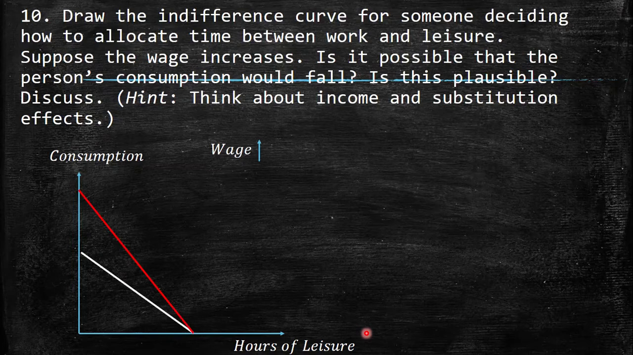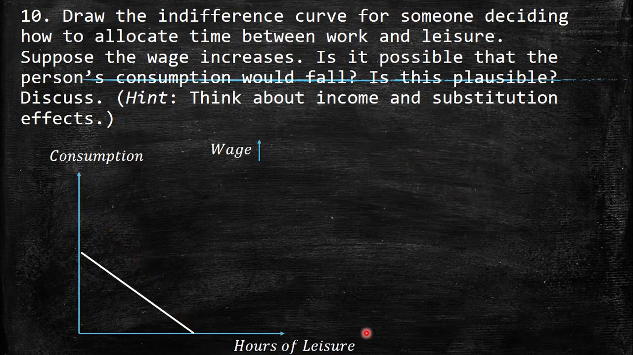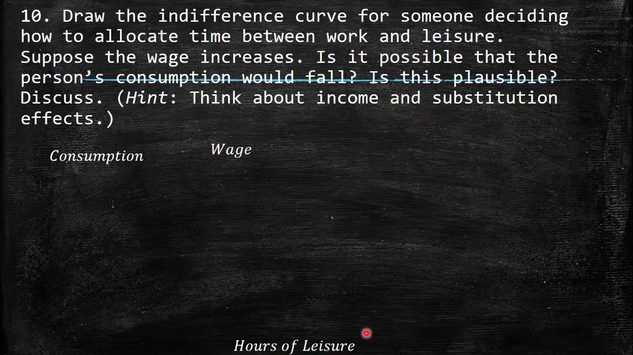And the last one, I'm sorry, this one, the other question says, draw the indifference curve for someone deciding how to allocate time between work and leisure. Suppose the wage increases. Is it possible that the person's consumption would fall? Is it plausible? Discuss. So the hint is, think about income and substitution effect.